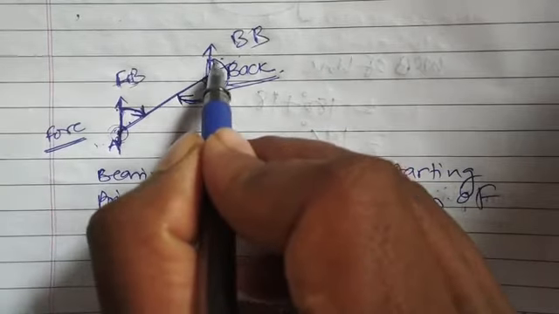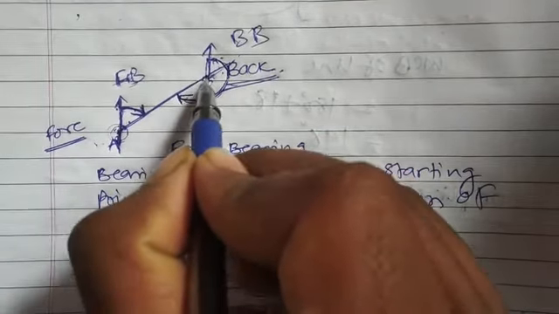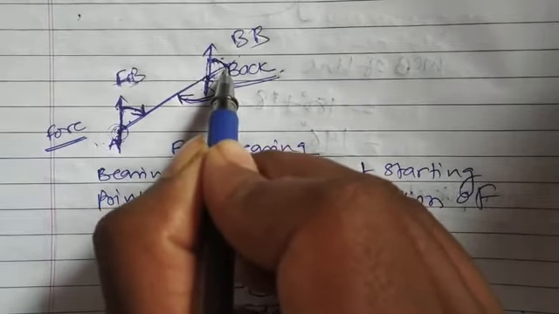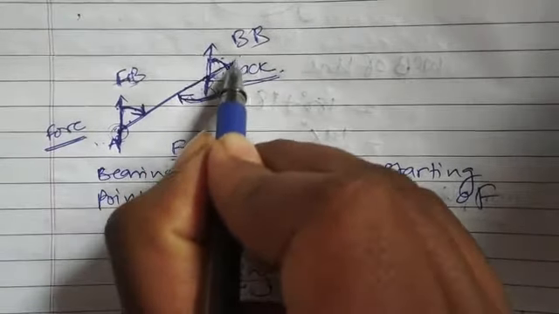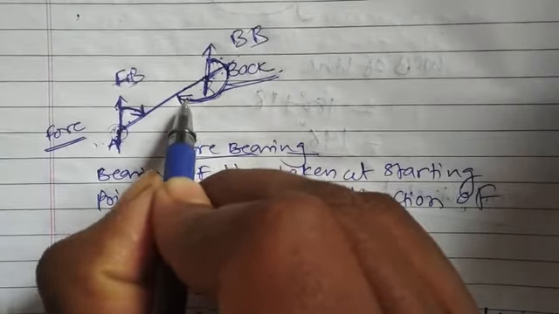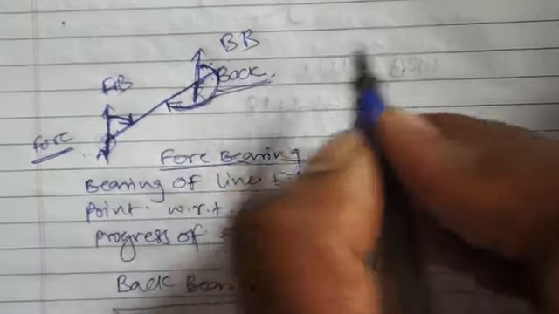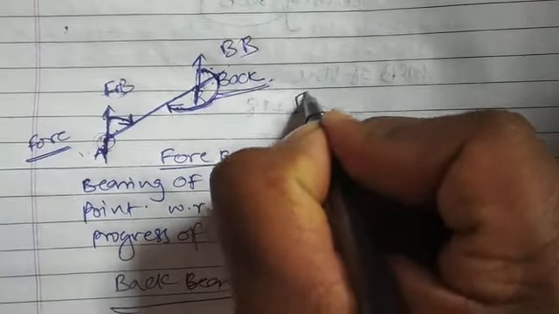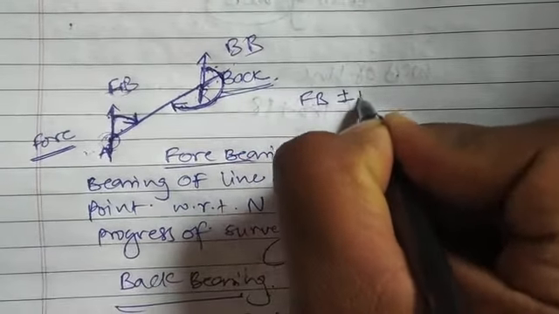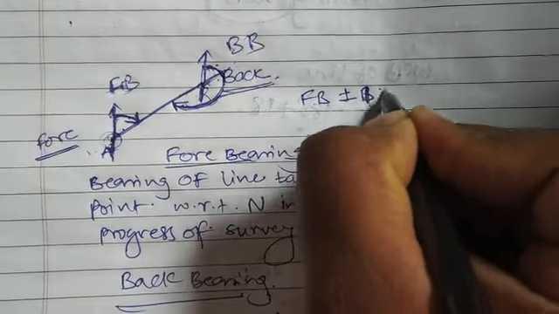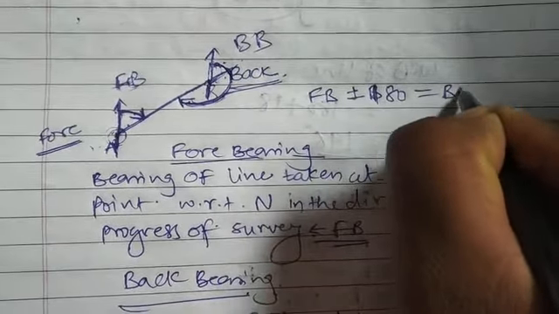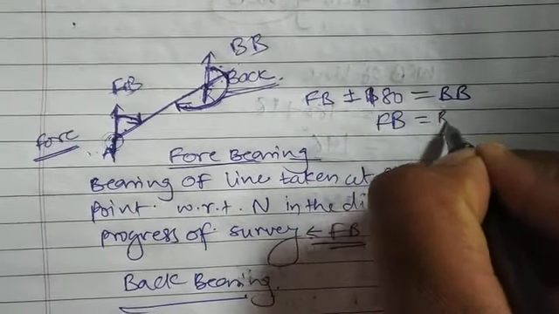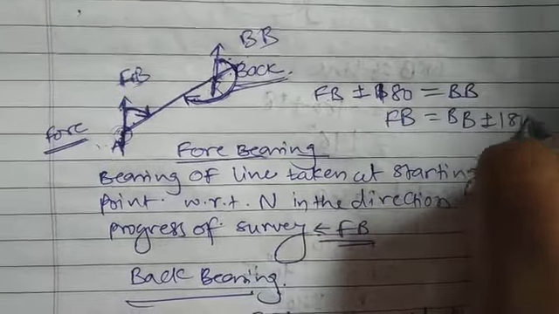Now it means that this total angle comprises this smaller angle plus this angle on one side of this line, which is 180. So we can write the relation between forebearing and back bearing as forebearing plus or minus back bearing plus or minus 180 is equal to back bearing. Or one can also write like this: forebearing equal to back bearing plus or minus 180.